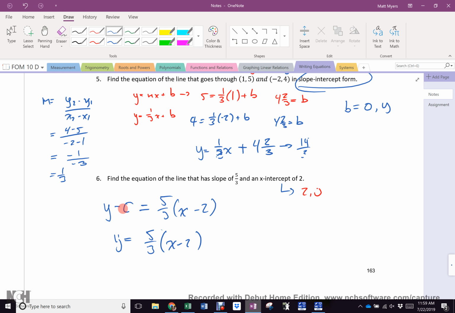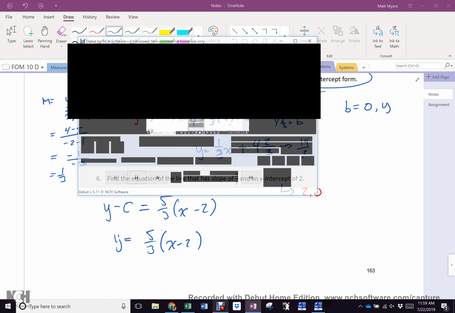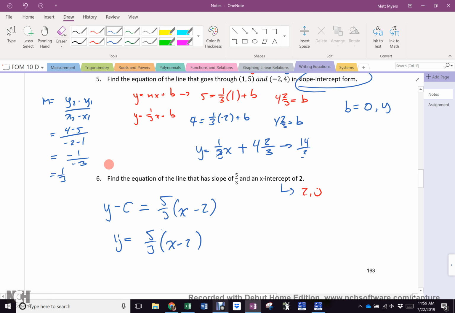And something teachers like to do, I don't like to do it, but I do it because other teachers, they won't leave this as a choice on a multiple choice test. They'll have different forms. And you've noticed I've done that to you a couple of times. So you may have to convert this to slope-intercept form, which is, of course, y equals 5/3 x minus 10/3. Right? That might be what the choices on a test look like. Everybody cool? All right.